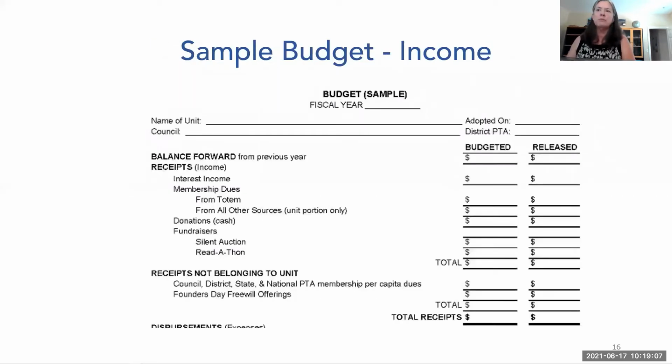Okay, so here's a bigger version of half of what I just showed you. I wanted to highlight, so again, the carryover would be this top part, the balance forward from previous year. The income examples, receipts is another word for income.